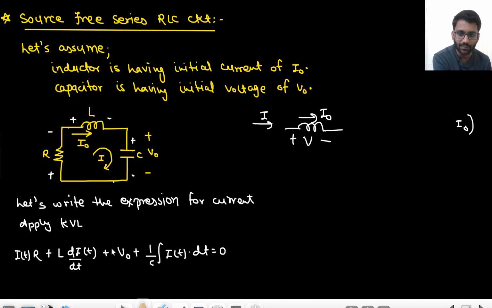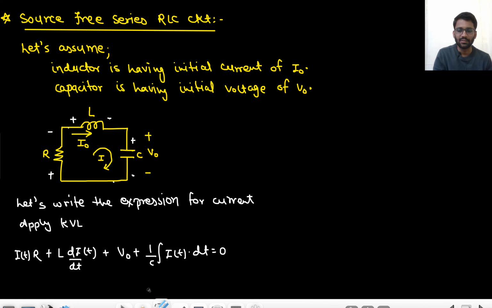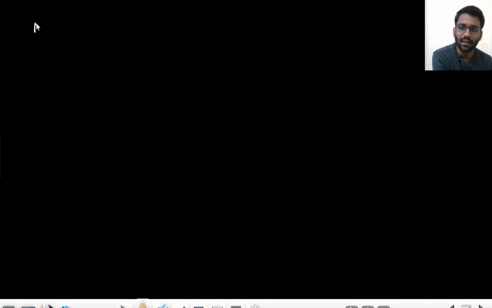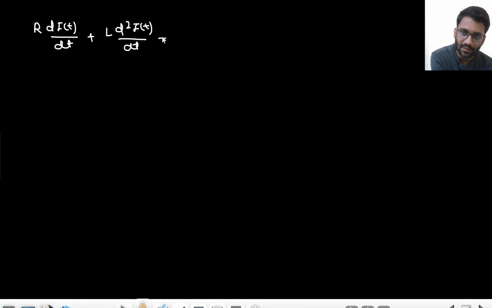Why did I write the initial potential? Because what is VC? VC is the initial voltage plus 1 by C integral of i dt. So this is what I have written. Now since there is an integration term, I will differentiate on both sides. So what I will get: R di by dt plus L d square i by dt square plus i by C is equal to 0.